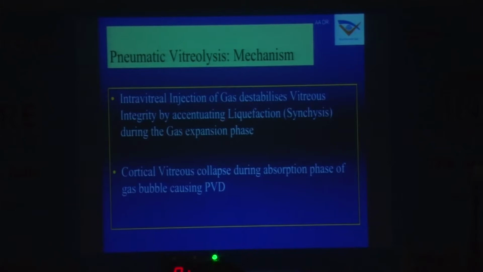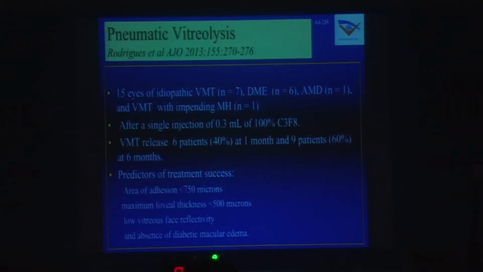It basically shows that if you intervene, you're just altering the natural history, and naturally some of these tractions may actually resolve. This technique is extremely good, where we inject gas in the eye, which basically causes accentuated liquefaction during the gas expansion phase, and the cortical vitreous collapse occurs during the absorption phase. This leads to a PVD formation, and this helps in releasing the vitreomacular traction.